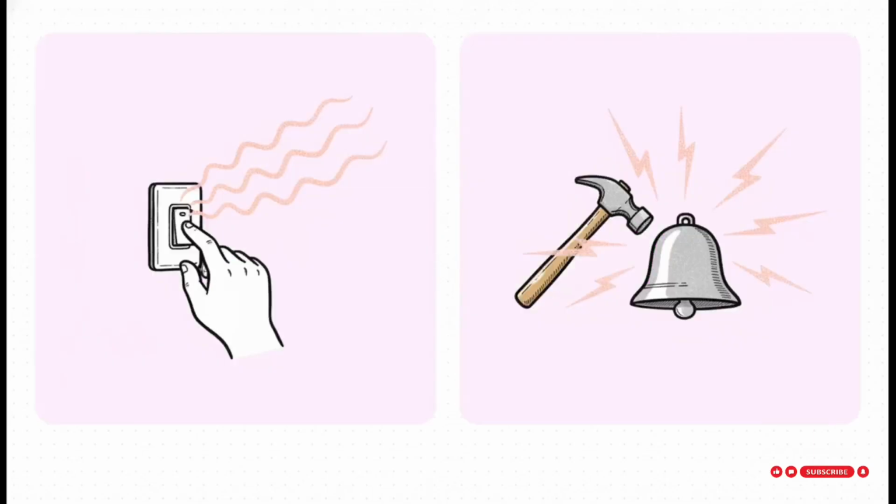Now, while the step input represents a permanent change, kind of like turning on a heater, our next test, the impulse, is fundamentally different. It's a sudden shock. Think of it less like flipping a switch and way more like striking a bell with a hammer. It's an intense burst of energy delivered in an incredibly short, theoretically zero amount of time.